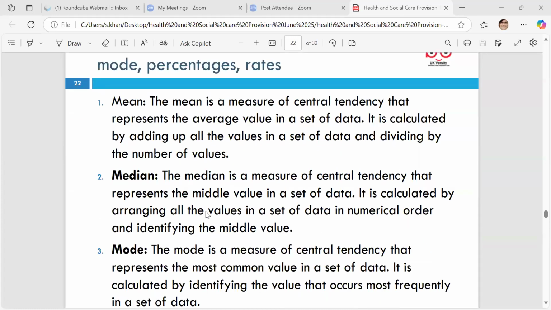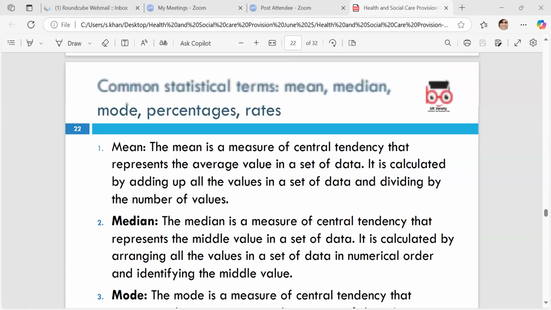Common statistical terms: we've got mean, median, mode, and percentages and rates. The mean is a measure of central tendency. The mean, or average, is calculated by adding all the numbers in a data set and then dividing by the total number of values. For example, the mean of 2, 3, and 4 is 2 plus 3 plus 4, over 3, equals 3. It measures the central tendency, indicating the typical value in a data set.